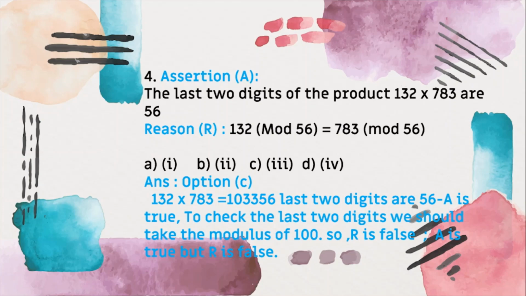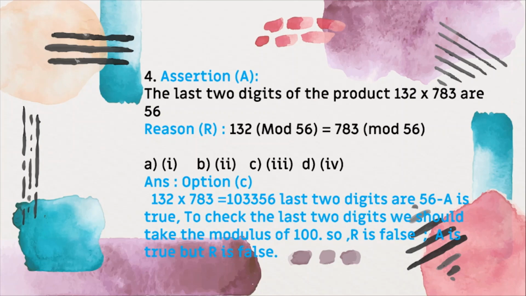Next, question 4. The last two digits of the product 132 into 783 are 56. For this we have to multiply 132 by the number 783. Then we can check whether the last two digits are 56 or not. Only the statement is given in the assertion, and they have fixed that the last two places are 56. Let us see the reason.